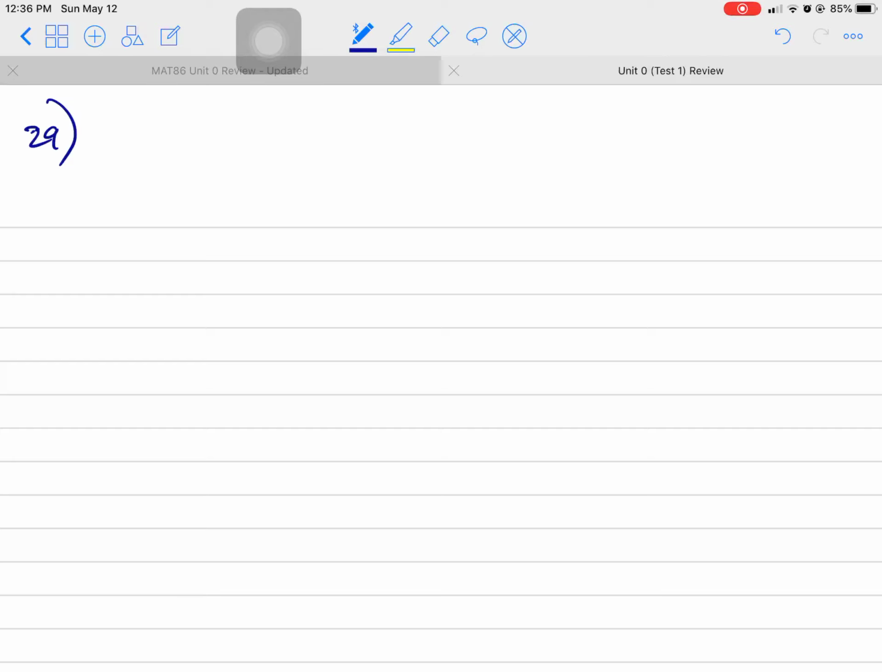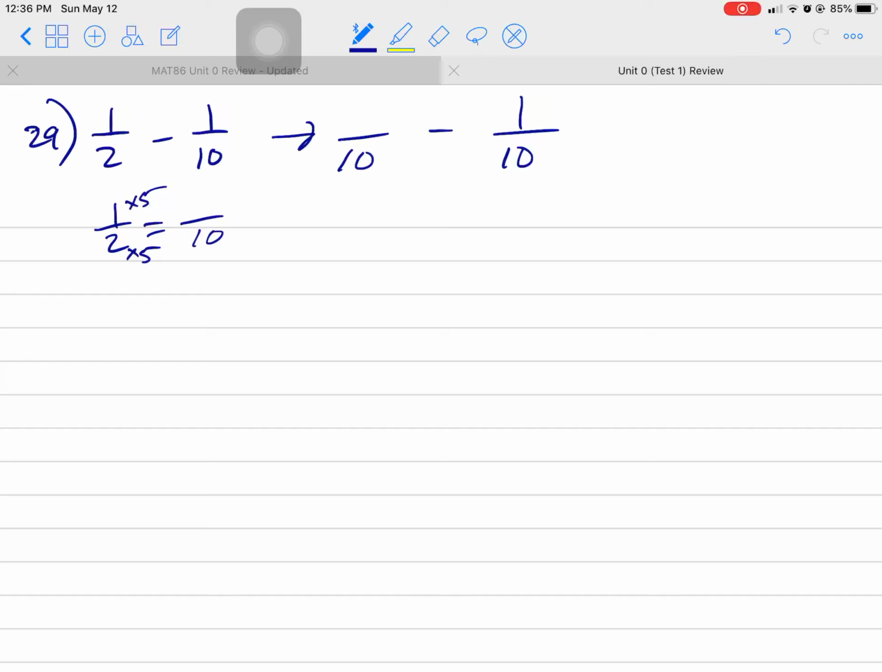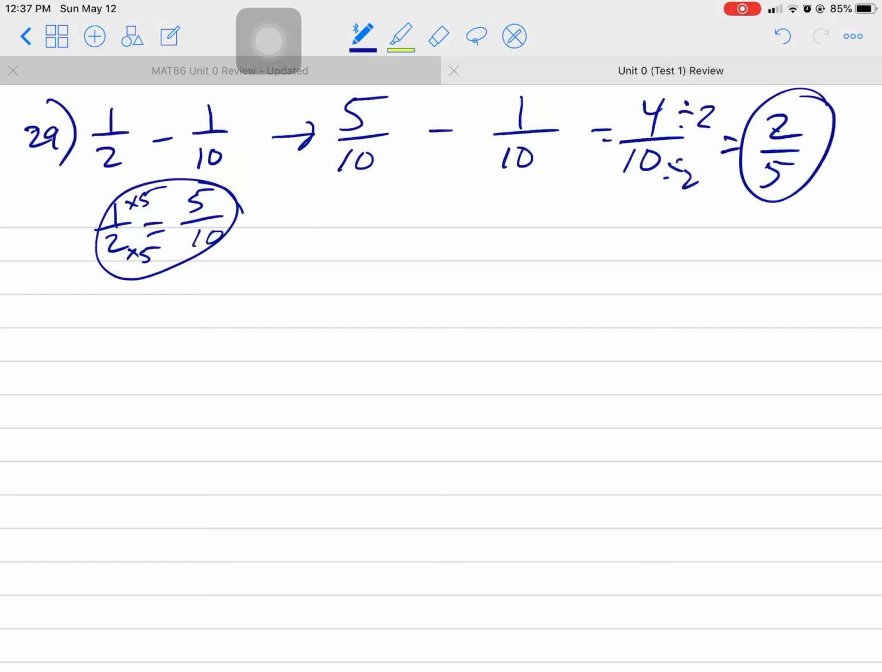And 29, minus 1 over 10. I need an LCD, a lowest common denominator. Can I use the 10? I can use the 10 because 2 is a factor of 10. So these have to be both 10, which means I keep that one. How do I change 1 half into something with a 10 on the bottom? 10 divided by 2 is 5. So 2 times 5 is 10. 1 times 5 is 5. So a half is 5 tenths, right? You don't have to do all this if you just know a half is 5 tenths, but that's the process. Then 5 minus 1 is 4 over 10. 4 over 10 needs to be reduced because they're both even. That's my final answer. Okay.